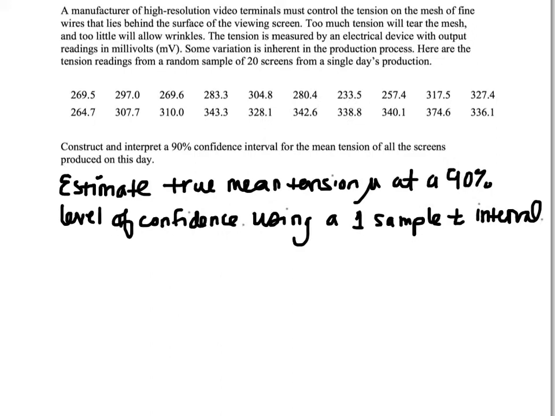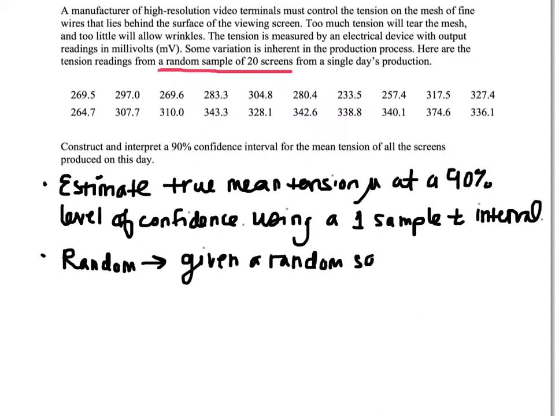In our plan portion, we have to think about, well, are the conditions for using this test met? And our three conditions are random, normal, and independent. I'm going to start with random and independent because normality is going to take a little bit longer to prove. Random. Well, they told us that we had a random sample of 20 screens. So we're given a random sample of 20 screens.